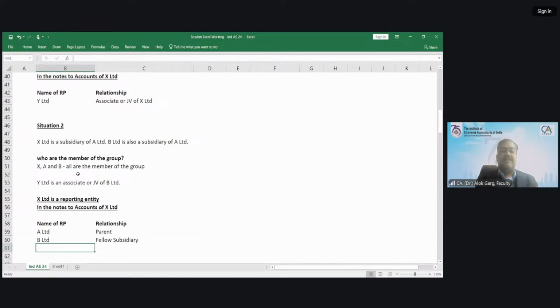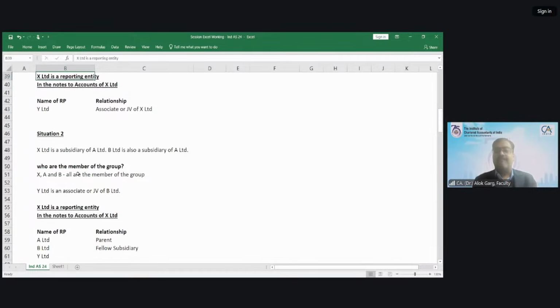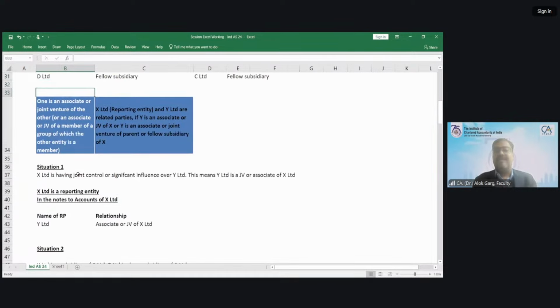Whether this Y Limited will come or not? Yes, sir, Y Limited also will come. Why? Because it is an associate or JV of B Limited in the group. What this provision says is that X Limited is a reporting entity, and Y is an associate or JV of X, or of the parent of X, or of a fellow subsidiary of X, right?